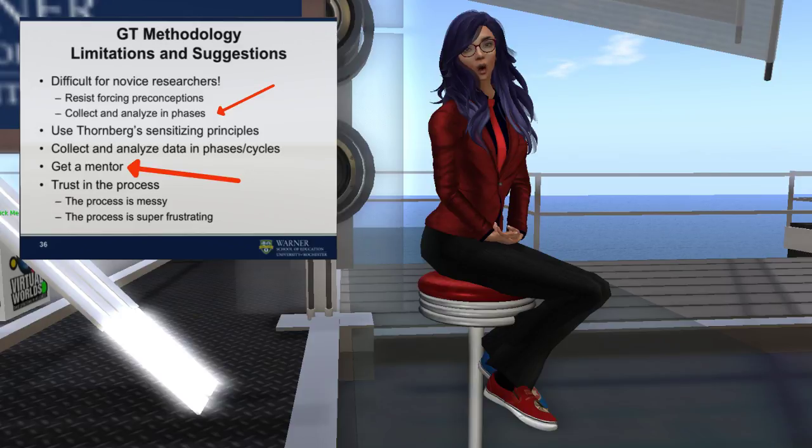So as a grounded theorist, I've grown used to that feeling of being lost in the data, but it is by no means a comfortable experience. Again, having a mentor is just very helpful to validate those feelings of frustration that you may feel in a grounded theory framework or methodology study.